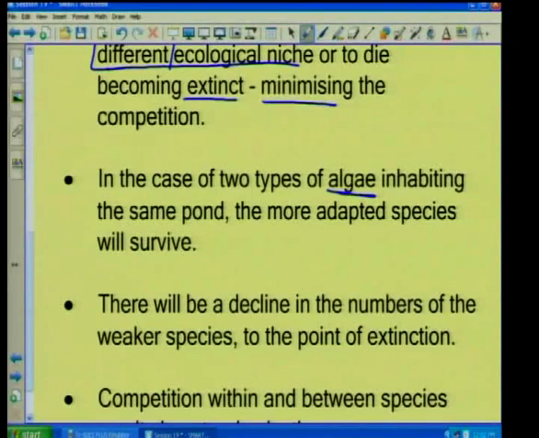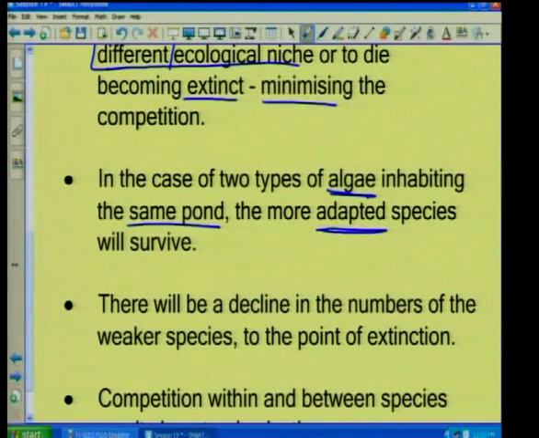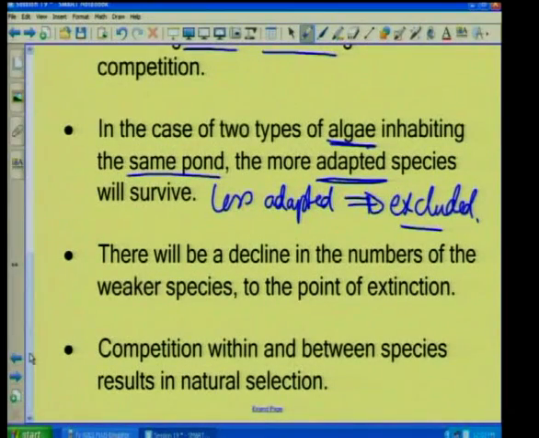In the case of two types of algae, now, if I was setting your exam, I would give you a graph, or a results table and ask you to do the graph, but I would give you a graph on two different types of algae or bacteria that live in the same environment. And you're going to find that one is always going to dominate over the other. So they live in the same area, and eventually competition forces one of them to die out. Okay, so in the case of two types of algae inhabiting the same pond, the more adapted species is going to survive. The one that is less adapted, what's going to happen to that little species? Well, it's going to be excluded because eventually it will die out. So we'll have competitive exclusion. There will only be a decline in the numbers of the weaker species to a point of extinction.